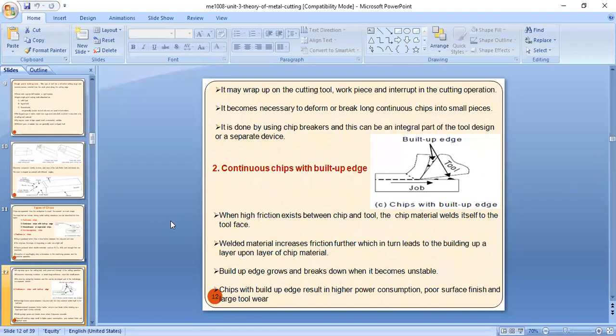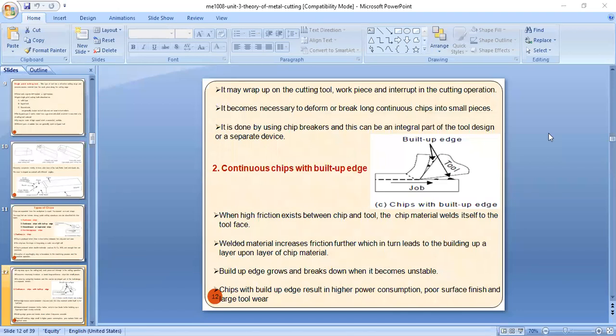This is done by using chip breakers, as I already told you, and the chip breakers should be made an integral part of the tool design, not a separate device, because if a long continuous chip is formed, we can break it into small pieces by means of chip breakers. Next, we have the continuous chip with built-up edge, and this is what we are discussing because it should not form the built-up edge.